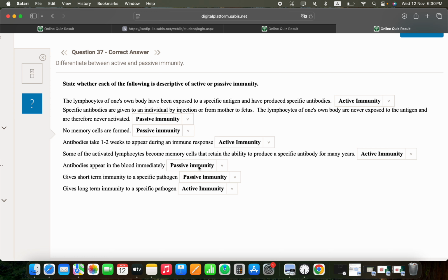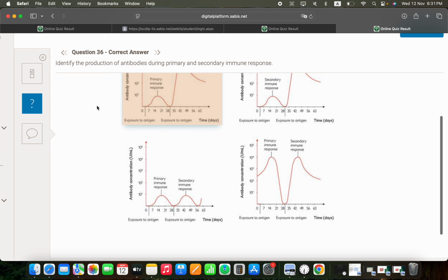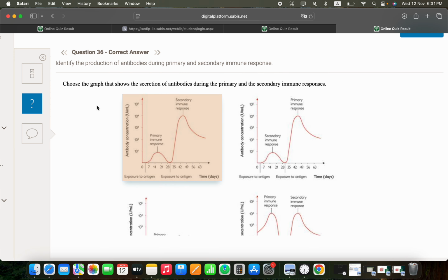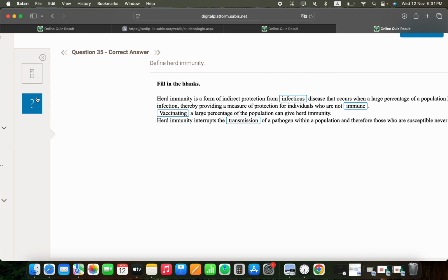Some of the activated lymphocytes become memory cells. This is also active immunity because after you're done fighting that infection, your body now knows how to fight the pathogen the next time you get an infection from it again. Antibodies appear in the blood immediately. This is passive immunity because you're given the antibodies. It gives short-term immunity to a specific pathogen. This is passive immunity as well. Long-term, of course, it's your own, so it's active immunity. This is also memorization. You can just memorize that.